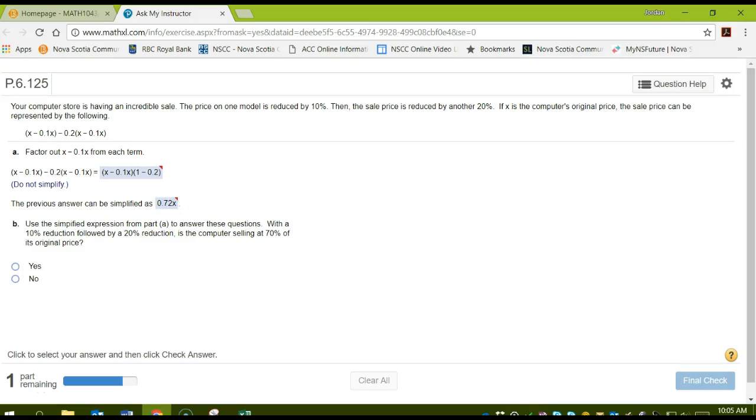Hey Nancy, let's check this out. A computer store is having an incredible sale. The price on one model is reduced by 10%, then the sale price is reduced by another 20%. So if x is the original price, the sale price can be represented by the following expression.